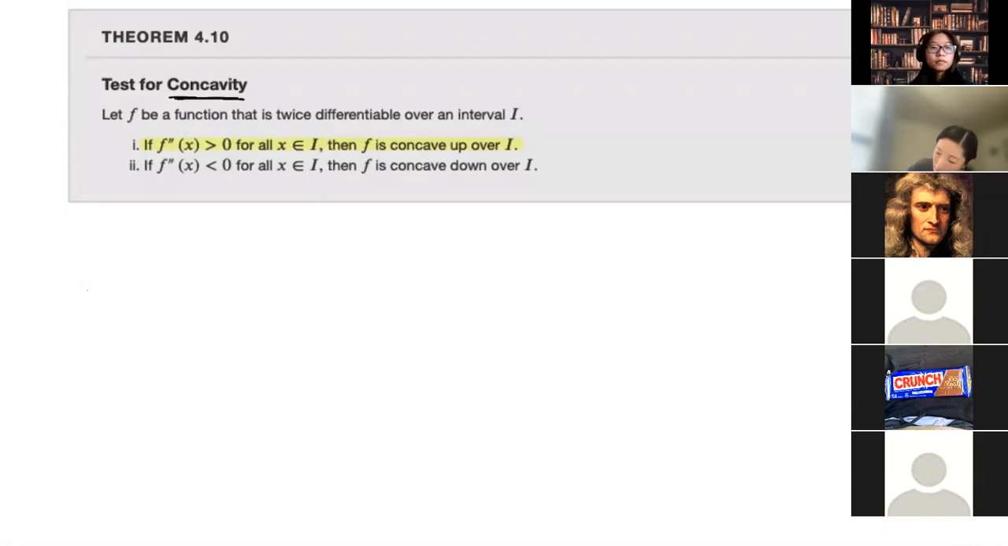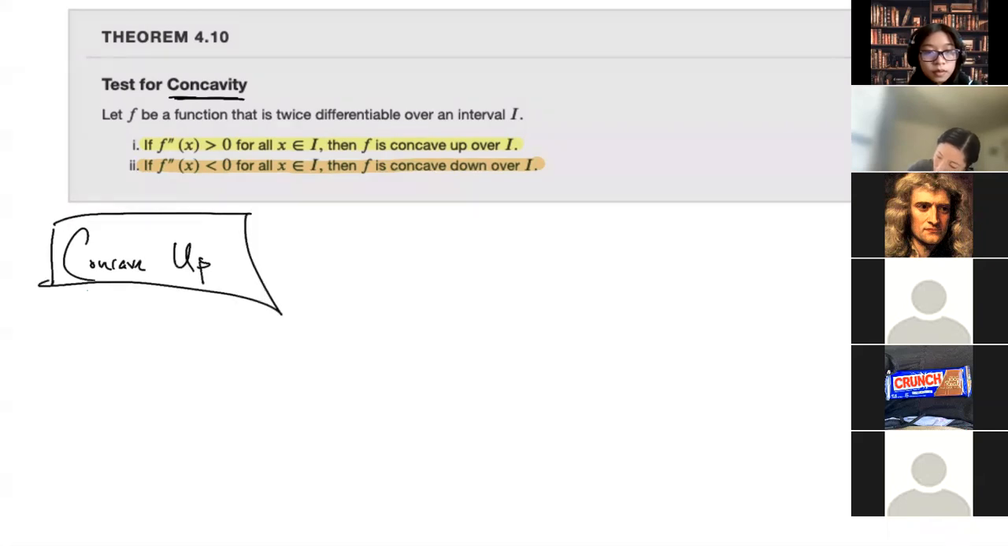Flip that statement and you get if f double prime is less than 0, then f is concave down. We're going to draw less pictures here, but we're still going to draw some pictures because I think understanding what it looks like is really important. So first picture, let's take a look at what it might be to say that something is concave up.